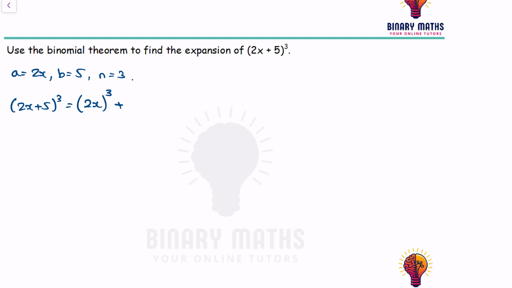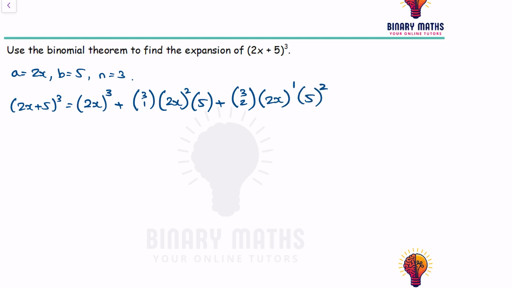Okay, the next term is 3 choose 1. Remember, we decrease the first term's power by 1, so it becomes (2x) squared. And we increase the second term's power by 1. The next term will be 3 choose 2. We decrease the first term's power by 1, so it becomes 2x to the power of 1. And 5 gets raised by another power, so 5 squared. The last term is 3 choose 3, which we don't have to write down because it's just 1.